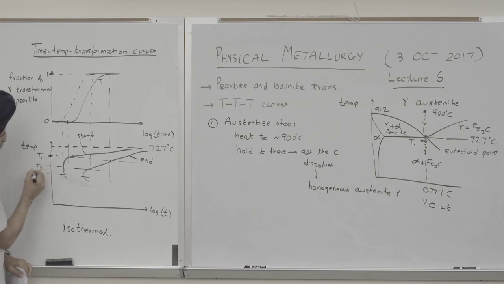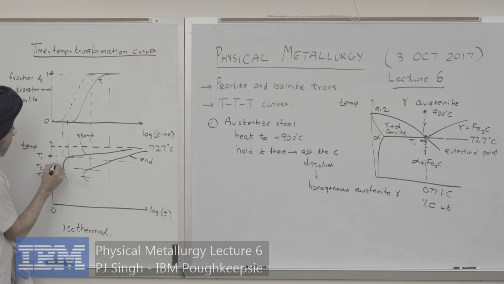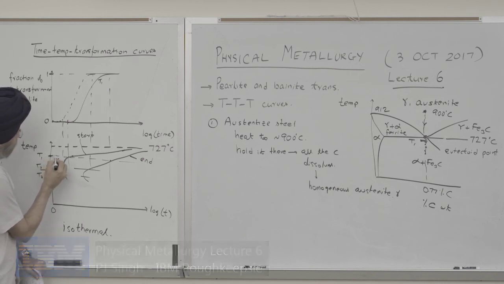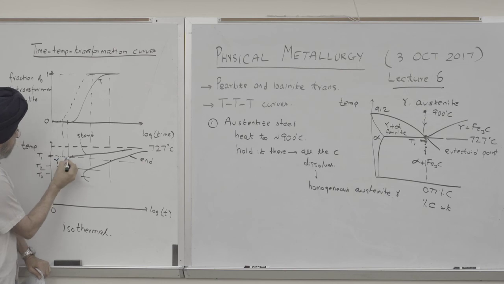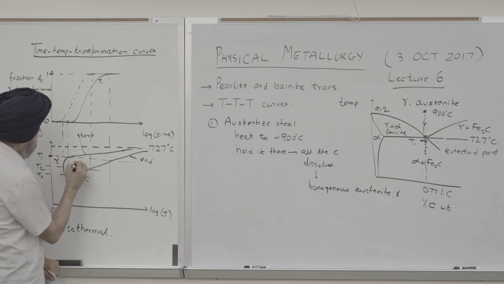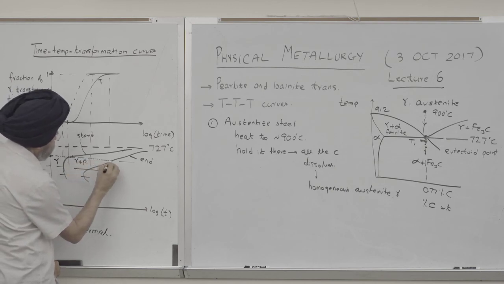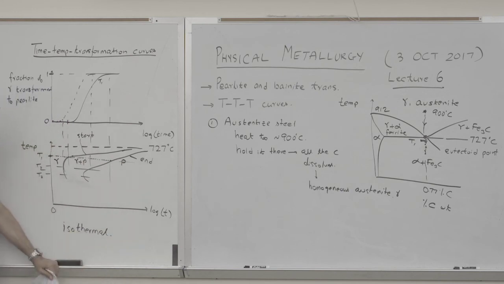So this is time 0, and we start observing. At time 0, we still have gamma, the austenite. So you wait and you wait and you wait. At this point, the pearlite starts coming out. So you have gamma plus pearlite. As you go further down, you have more and more pearlite. At this point, it's all pearlite.